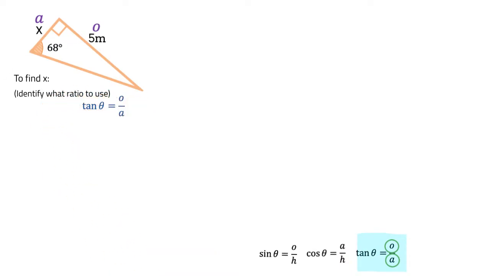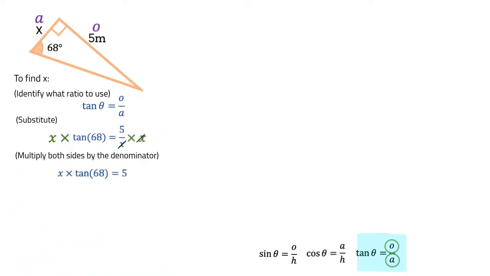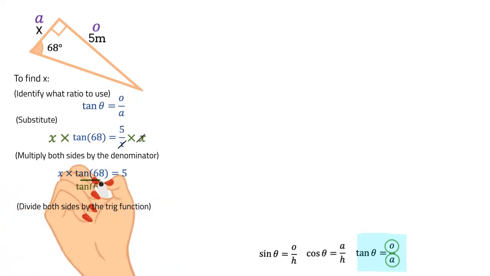Now I need to substitute in my values, and I get tan of 68 is equal to 5 over x. My unknown is on the bottom now, which makes it different from our last example. I'm still going to multiply by the denominator, and that will give me x times tan 68. And then the x's on the right hand side will cancel out, and I'm left with 5. So now I'm going to divide both sides by the trig function. That will mean that on the right hand side I'll have 5 divided by tan 68, but my tans on my left hand side will cancel out, leaving me with x on its own.